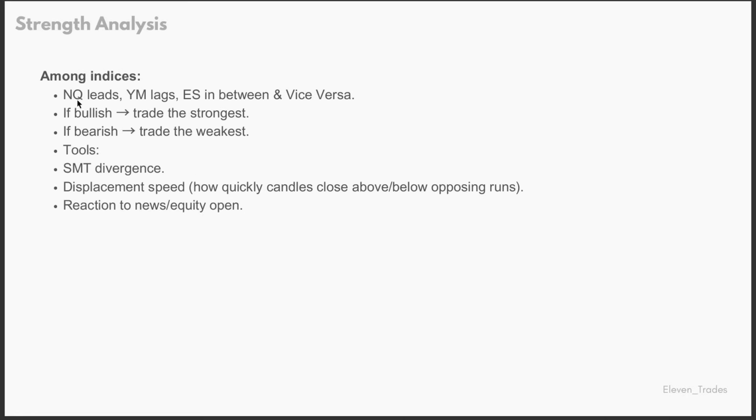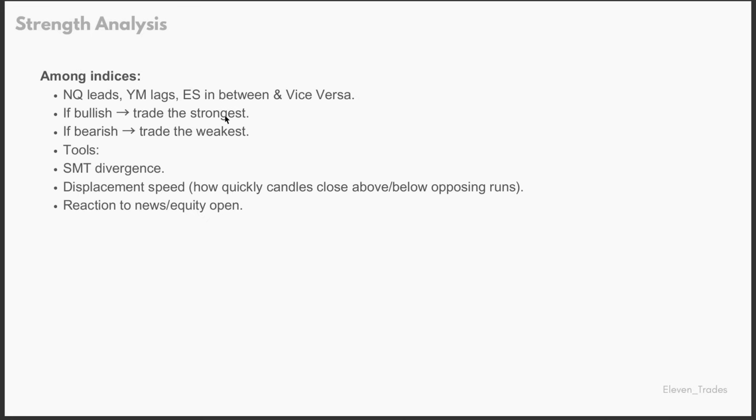The goal: when NQ leads, YM will lag and ES will be in between, and when YM is leading, then the NQ will be slower or weaker and the ES will be in between. A bullish trade, the strongest. For example, if the NQ is providing me a stronger bullish bias and the YM is lagging, so does the ES, so I can trade the NQ because it is the strongest asset.